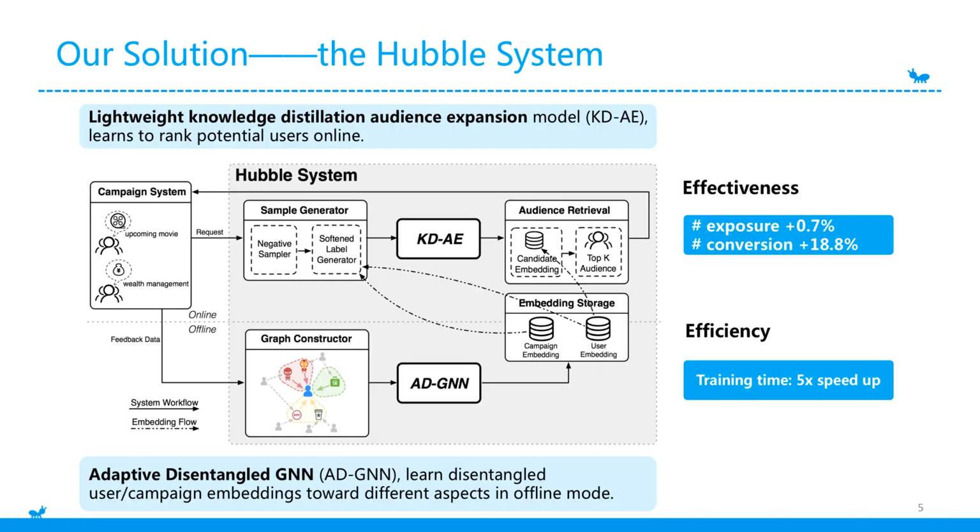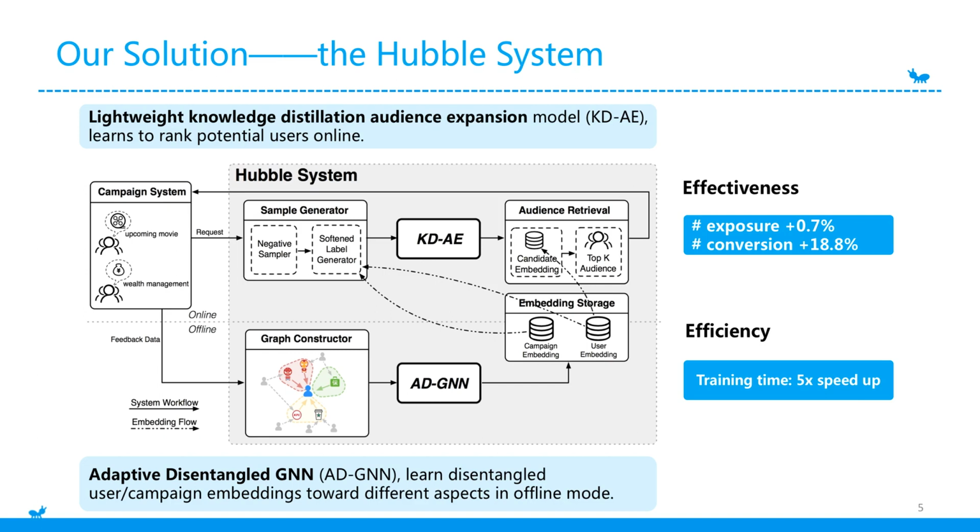Our Hubble system follows a hybrid online-offline architecture to satisfy the requirements of efficiency and effectiveness. That is, we propose a two-stage framework, which includes an offline representation learning stage and an online audience expansion stage. In the offline stage, we propose a novel adaptive and disentangled graph neural network called ADGNN to adaptively explore the user campaign graph and generate comprehensive user embeddings in a disentangled manner.